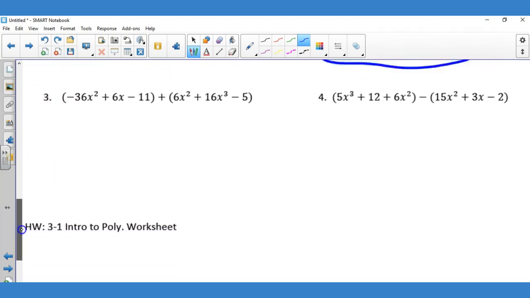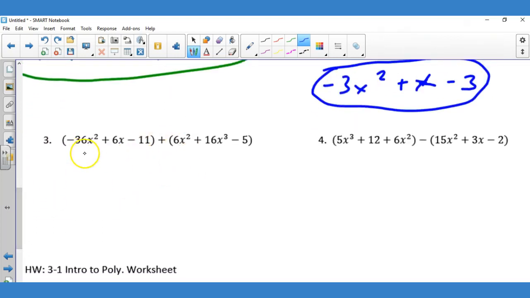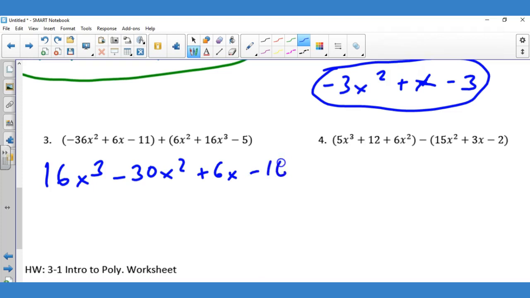Example 3 right here. Again, find the highest degree, 16x cubed. There's no more x cubes over here to add. Then we have x squared, negative 36x squared and 6x squared. Negative 36 plus 6 is going to be a negative 30x squared. And then we have this single x term right here. That's the only one, so plus 6x. And then we have the constants, negative 11 and negative 5, which is negative 16.